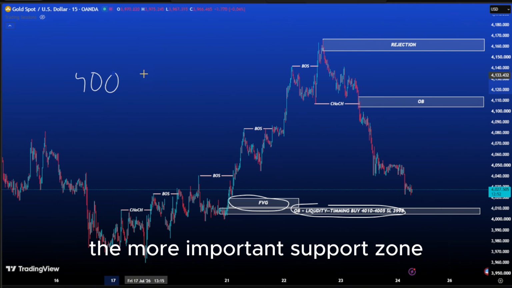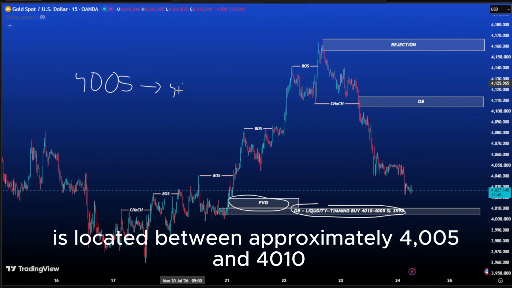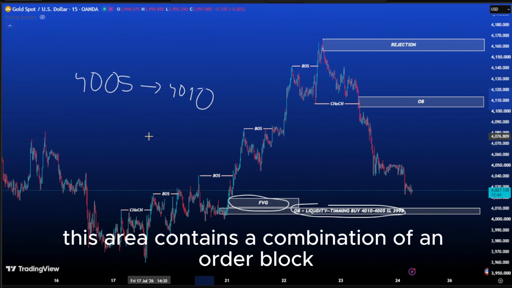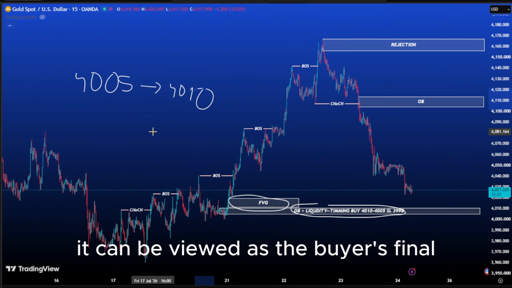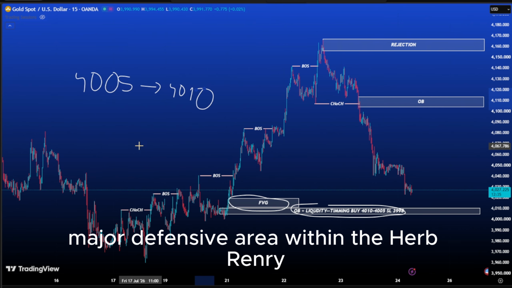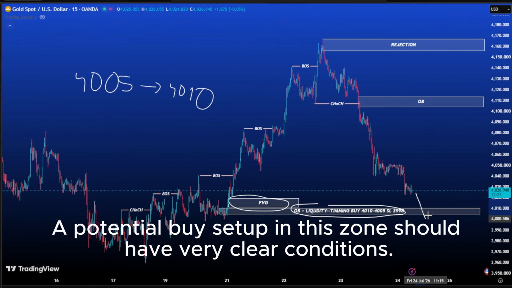The more important support zone, in my opinion, is located between approximately 4005 and 4010. This area contains a combination of an order block, liquidity, and the timing zone marked on the chart. It can be viewed as the buyer's final major defensive area. For a buying idea, price should first reach this area, or briefly sweep below it.